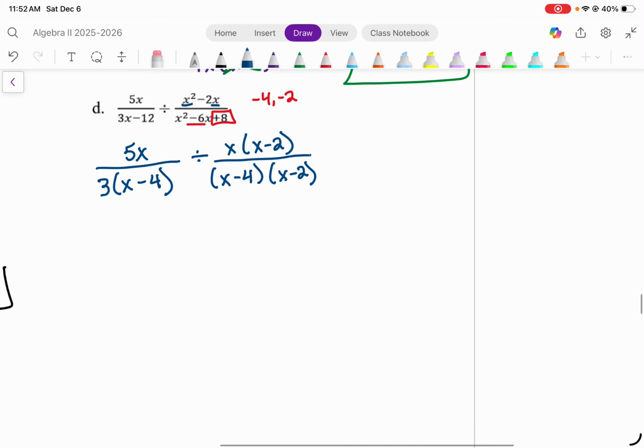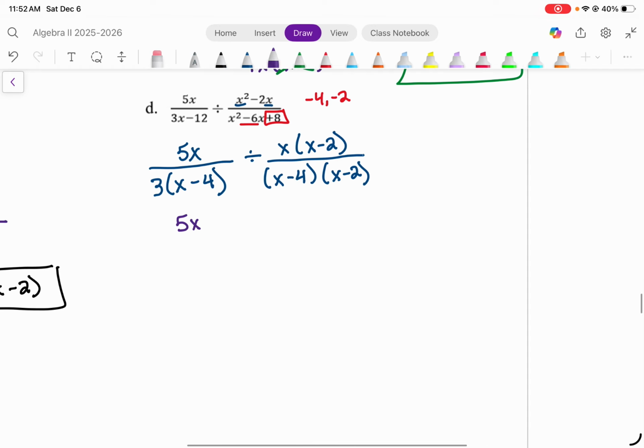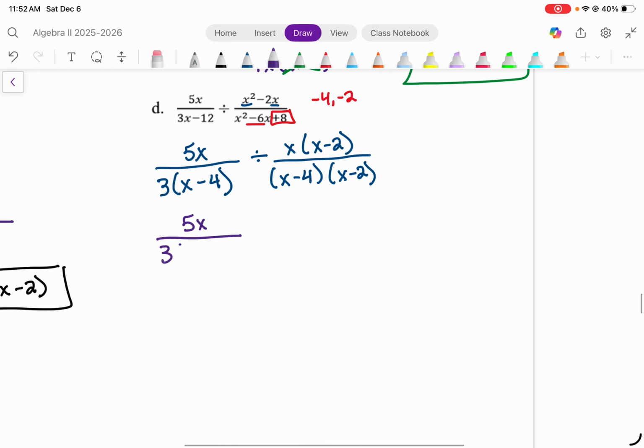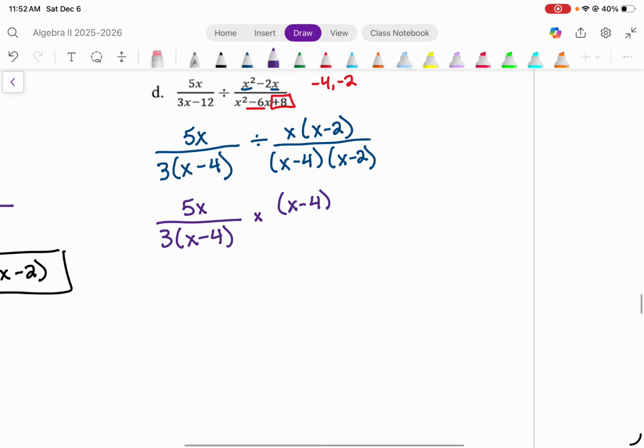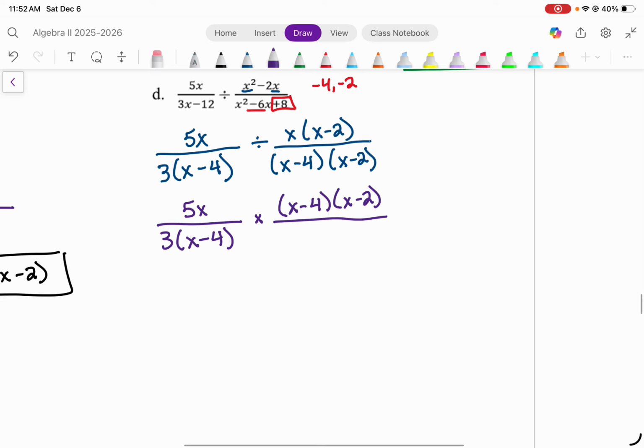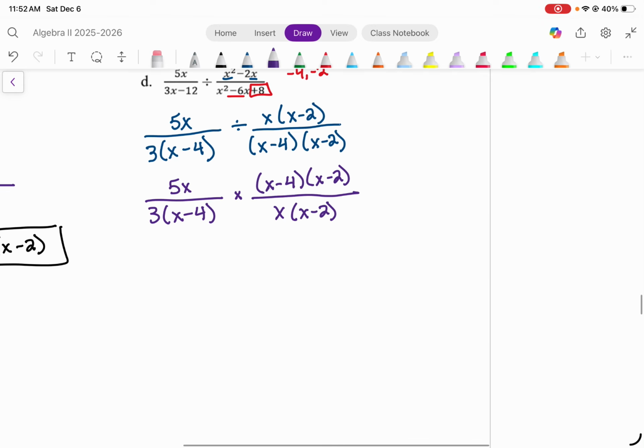Okay. Now I'm going to change it to multiplying. So when you have a division, you keep the first fraction the same, and you would get 3 times x minus 4 times, we changed to multiplying, and we flip the second fraction or find the reciprocal. So that x minus 4 and x minus 2 would move to the top of the fraction, and then x times x minus 2 would be on the bottom of the fraction.